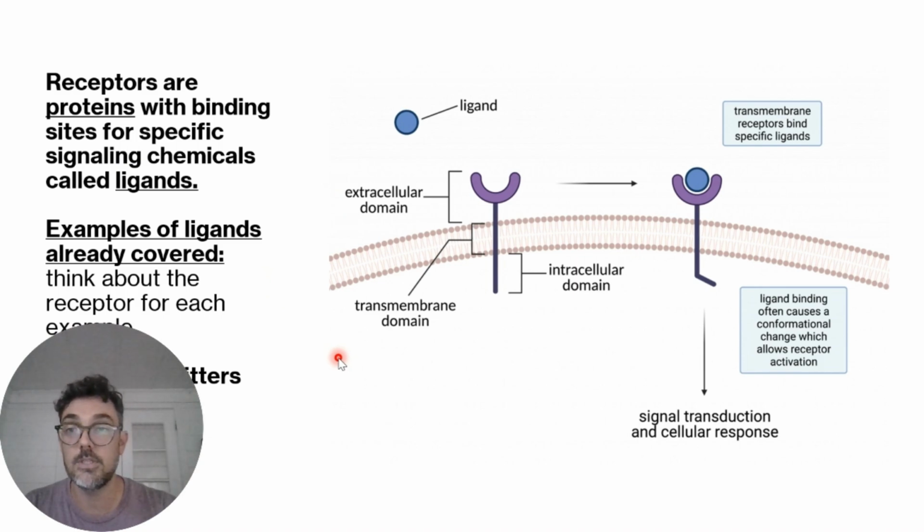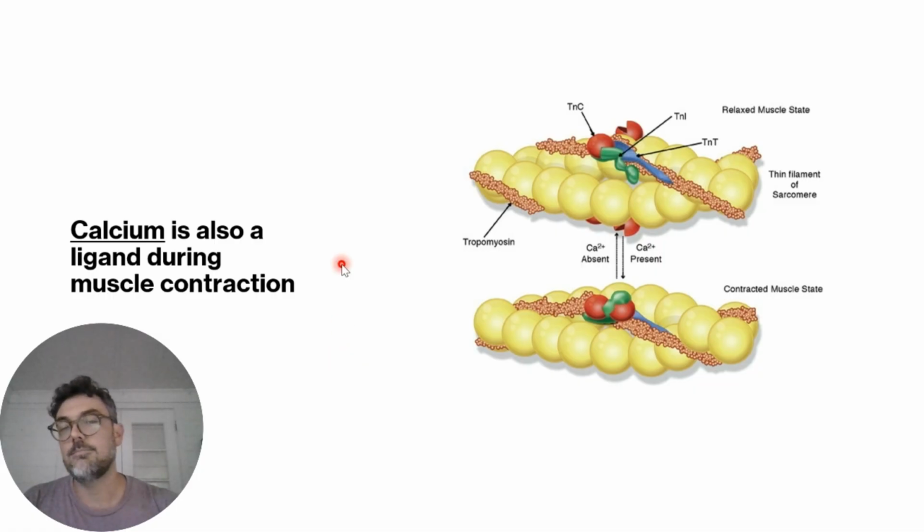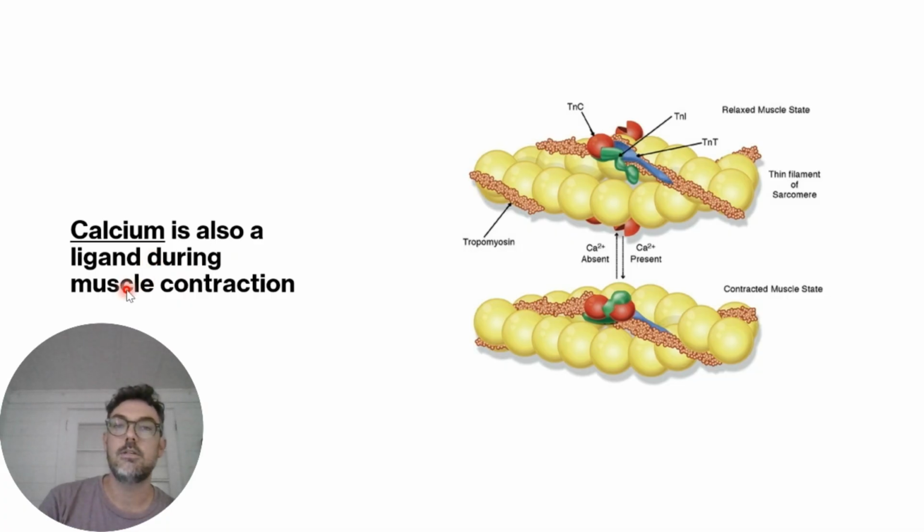And here comes the new material. Not so new, actually. We've already covered calcium, but I need to remind you here that calcium also functions as a ligand. Now, this is a moment to pause me. Here's my question. Get ready to pause the video. Question is this. Calcium binds to what? Calcium is the ligand. What does it bind to in the process of muscle contraction? Pause me. Answer the question. I pause.